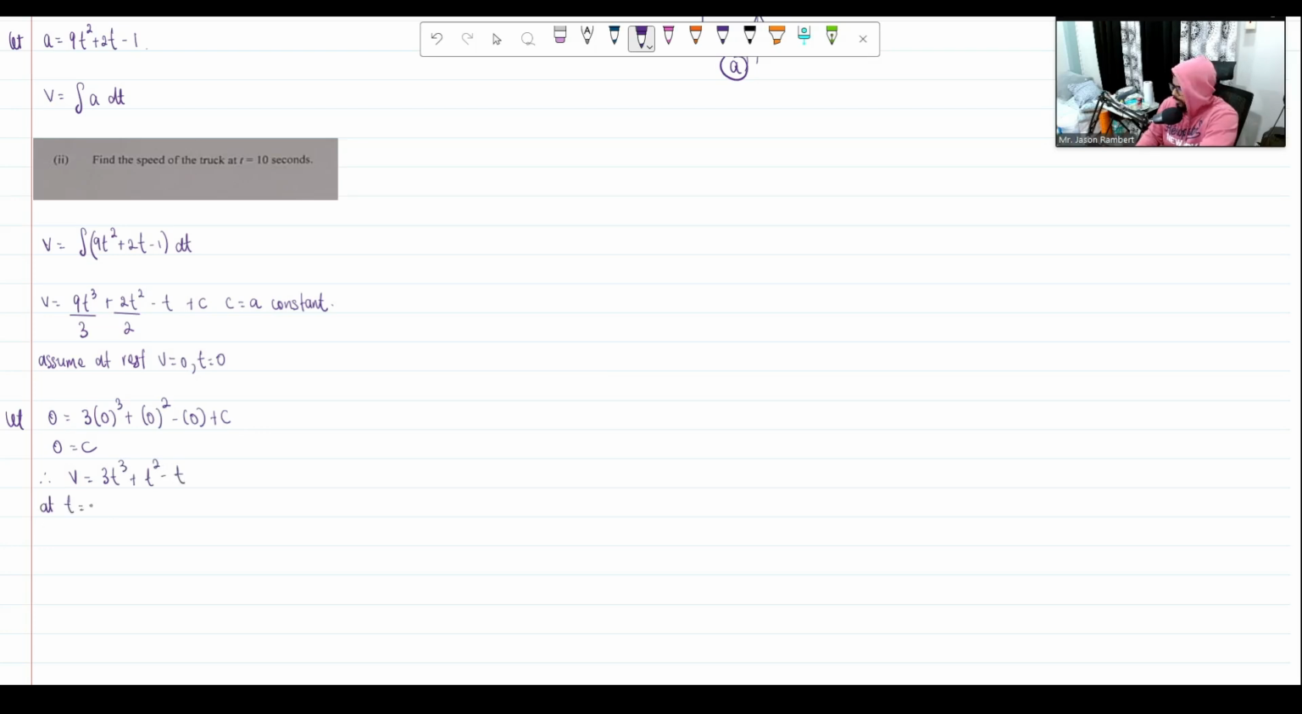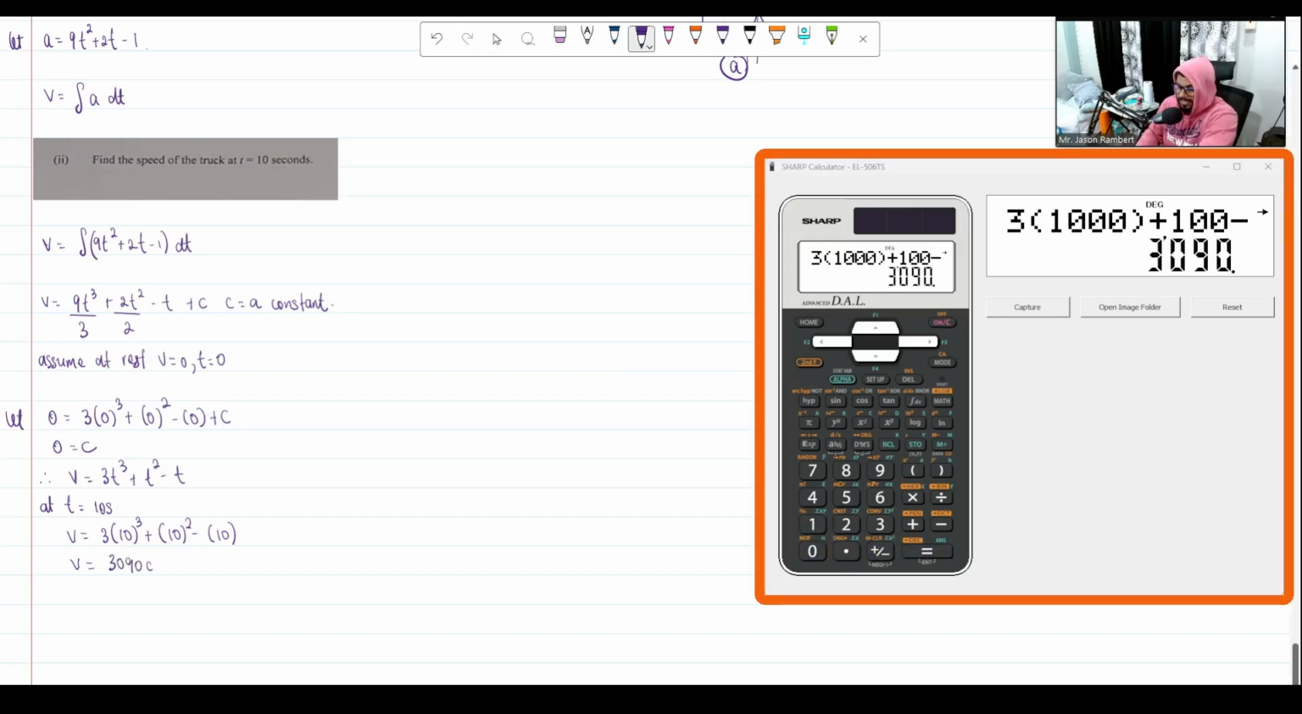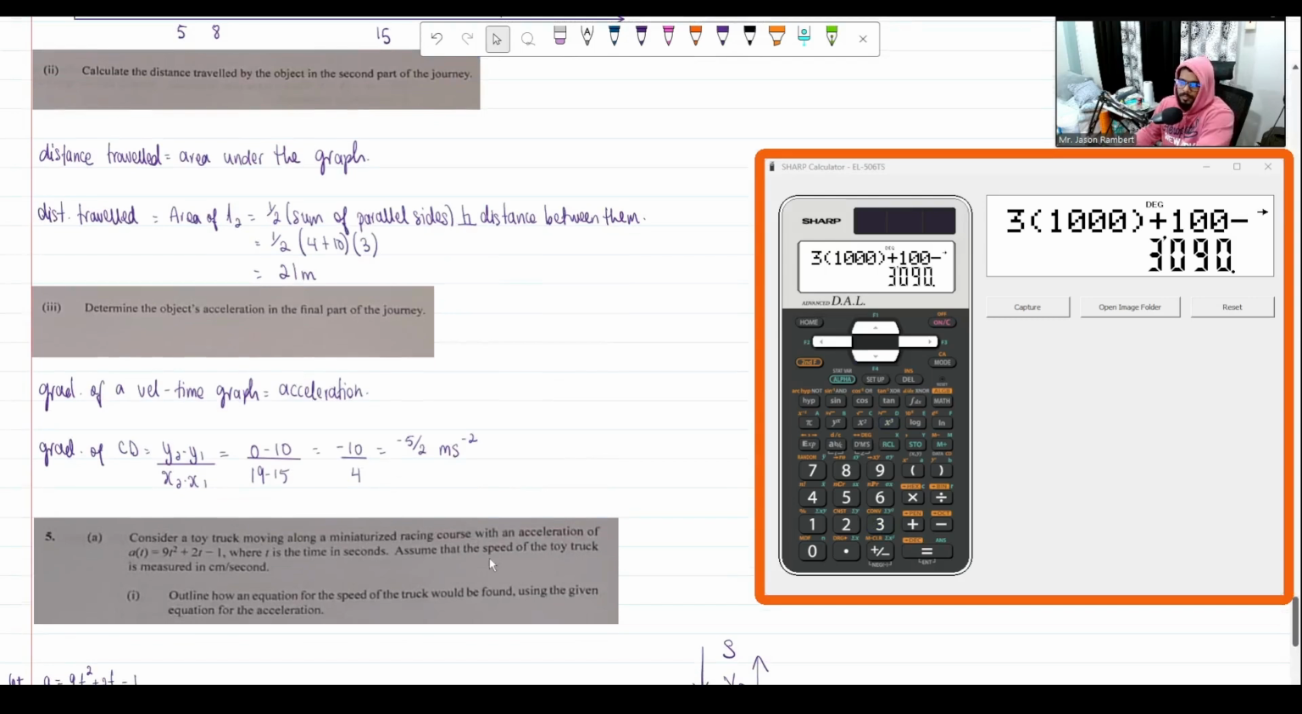At t is equal to 10 seconds, v is equal to 3 into 10 cubed plus 10 squared, take away 10. Jumping on my calculator, 3 into 1,000 plus 100, take away 10, I get 3090 centimeters per second. The question said to assume the speed of the truck is measured in centimeters per second.